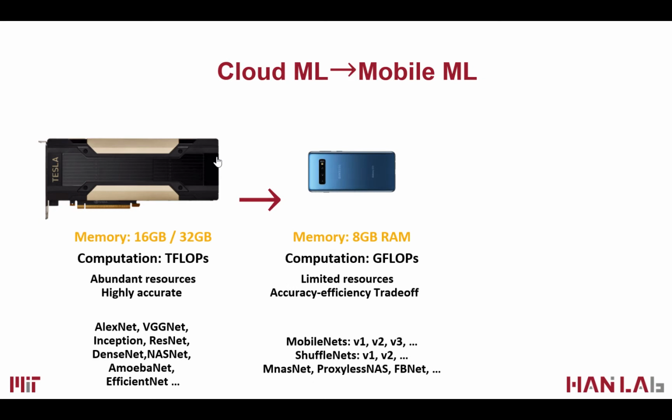Recently, with the rise of mobile devices, the focus of neural network design has shifted from the cloud side to the mobile side. Optimization objectives have shifted to the trade-off between accuracy and efficiency. So it has been many years since the rise of mobile devices. What will be the next?